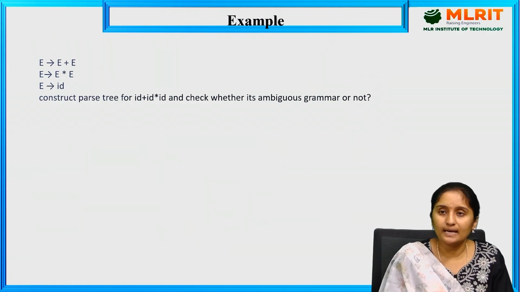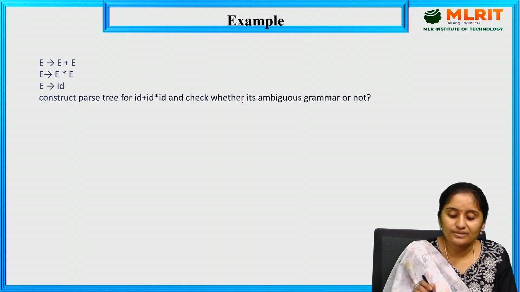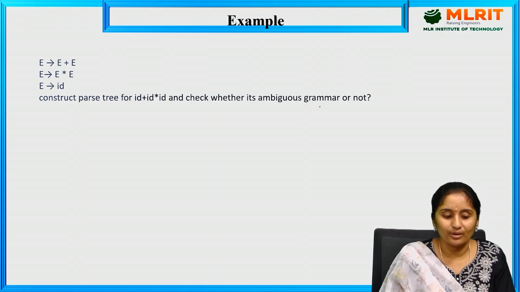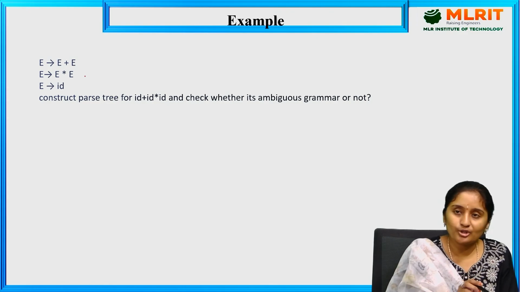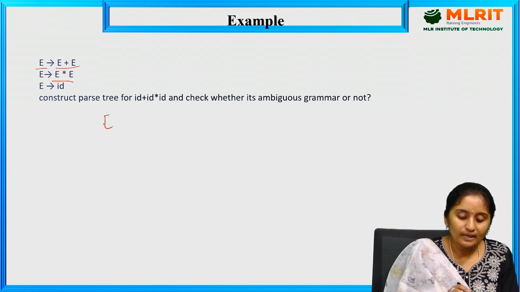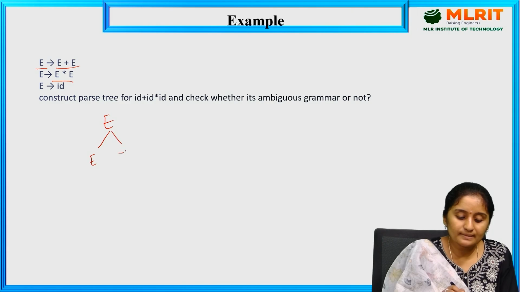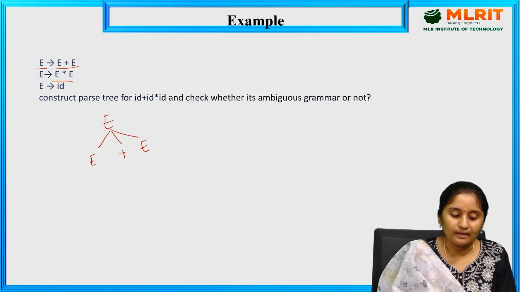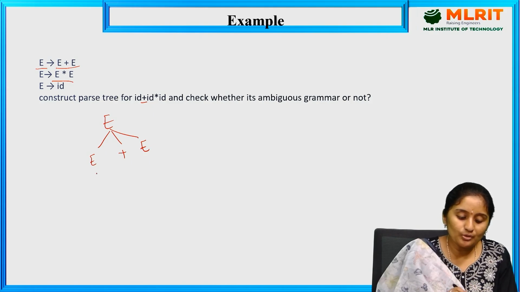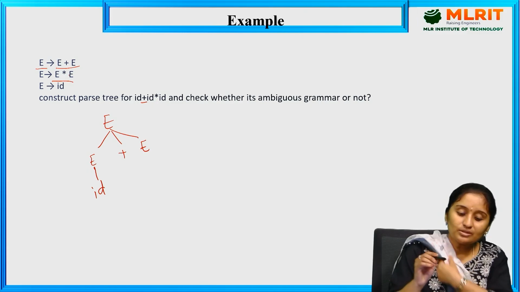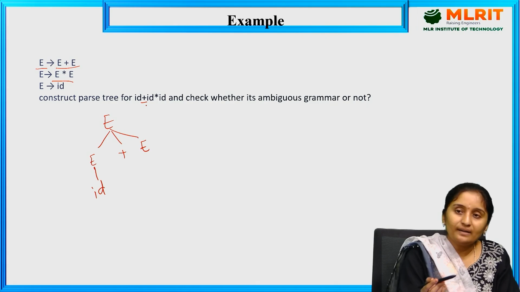E produces E plus E, E star E, ID. Here I construct the parse tree and check whether it is an ambiguous grammar or not. The start symbol in my grammar is E, so I can replace this E with E plus E or E star E based on the given string. So let me generate here. E produces E plus E. The first operator I am having is the plus operator. I cannot derive E produces E star E first. Why? Because the first one I have is the plus operator, and later on I have the star operator. So that is the reason I am replacing it with ID.